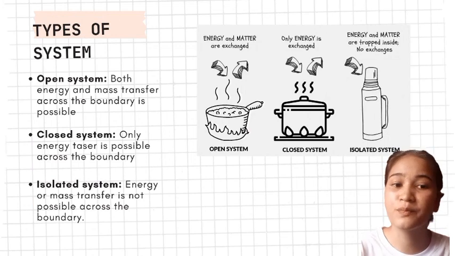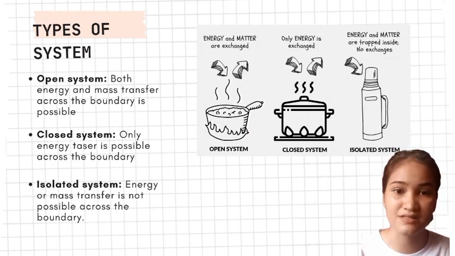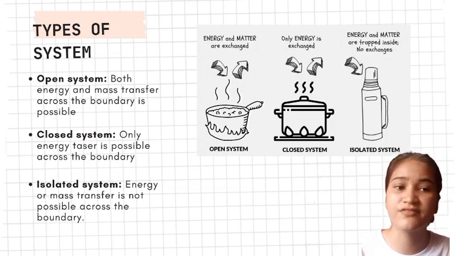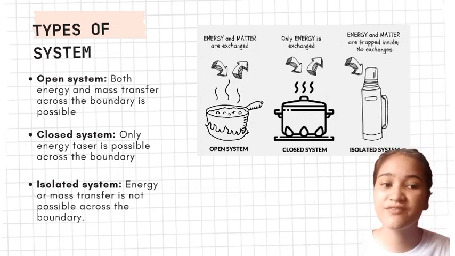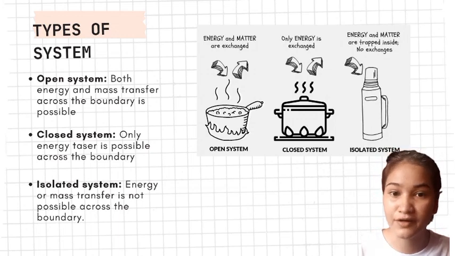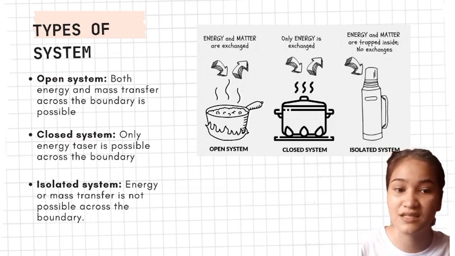First, we have the open system, where mass as well as energy can transfer across the boundary. Next, we have the closed system, in which there is no mass transfer across the system boundary, but energy in the form of heat and work can cross the boundary. Lastly, the isolated system. In here, the mass and energy is fixed and there will be no transfer of mass and energy in the system.